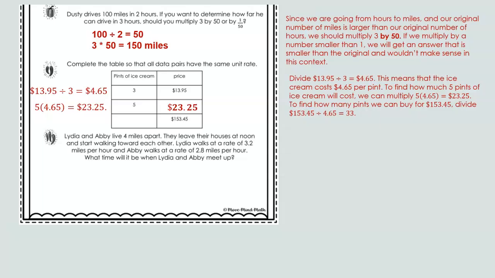The last place on the table gives us a price, so we're going to divide the price by the $4.65 per pint to tell us how many pints we are going to be able to buy for that dollar amount.